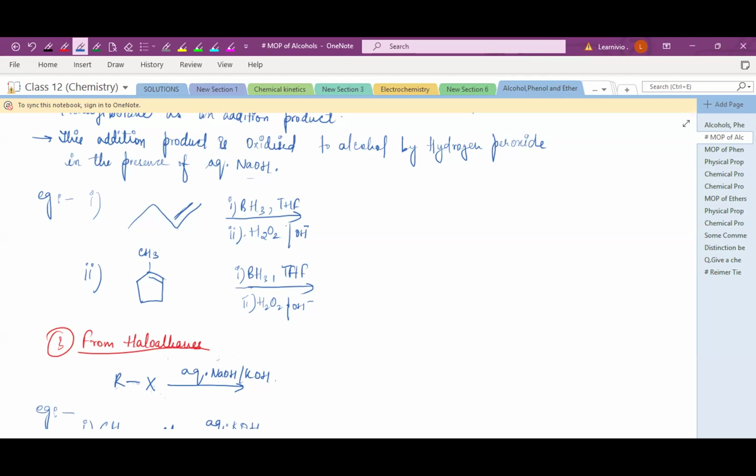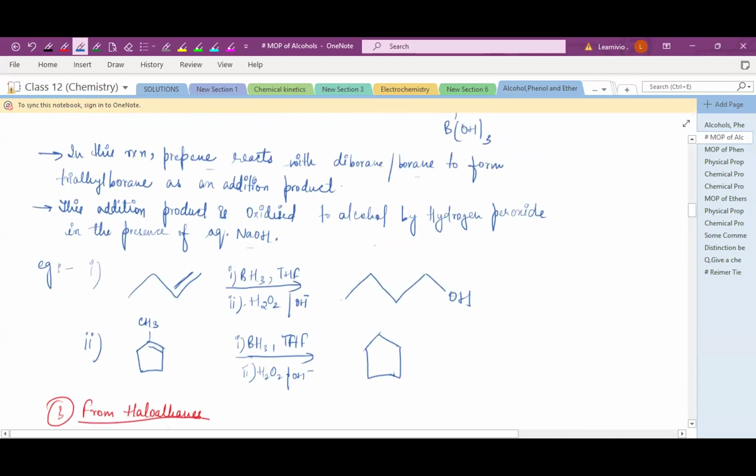Done, ma'am. Okay, tell me the answer. Final answer. CH3, CH2, CH2, CH2, OH. Okay. And what about this one? Methyl cyclopentanol.